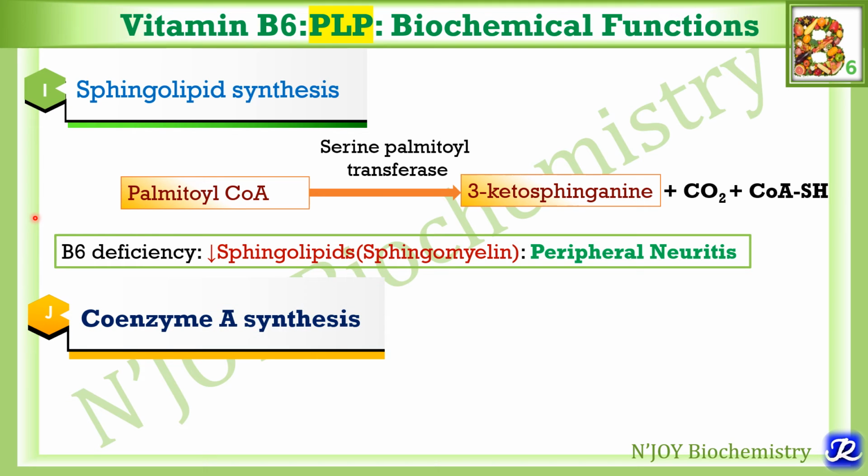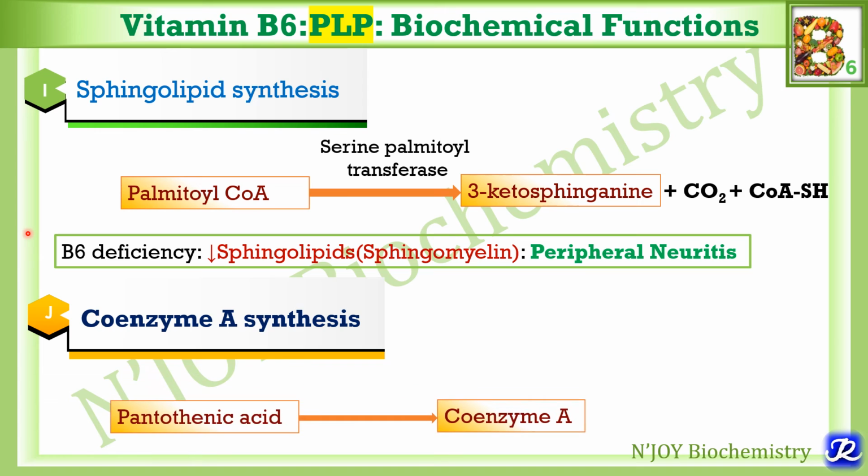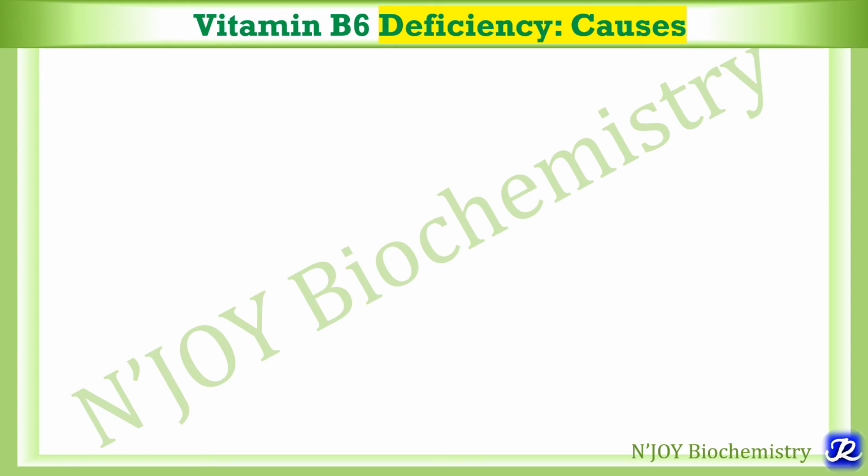Coenzyme A synthesis is also an important function of PLP. It is synthesized from pantothenic acid, and its formation requires vitamin B6. So we have seen various functions of vitamin B6 owing to its coenzyme form, pyridoxal phosphate. Now we will see about vitamin B6 deficiency.